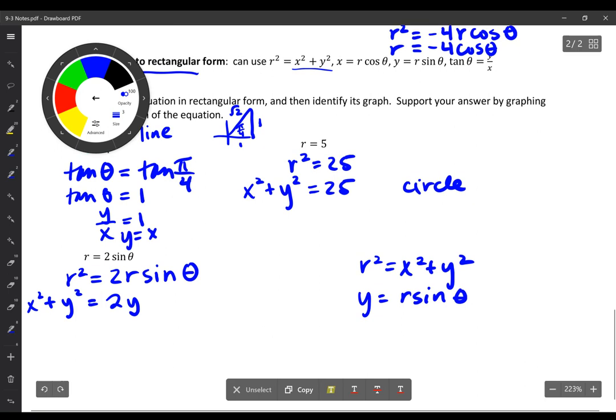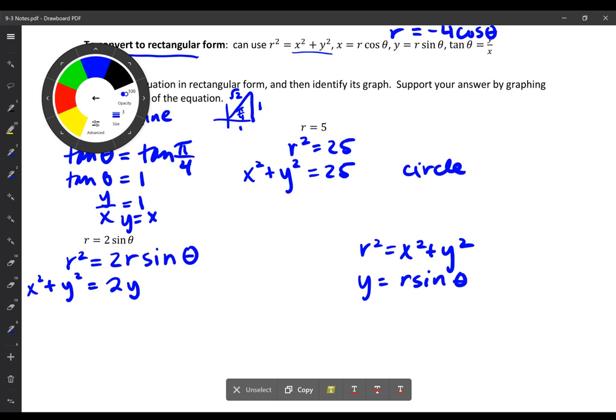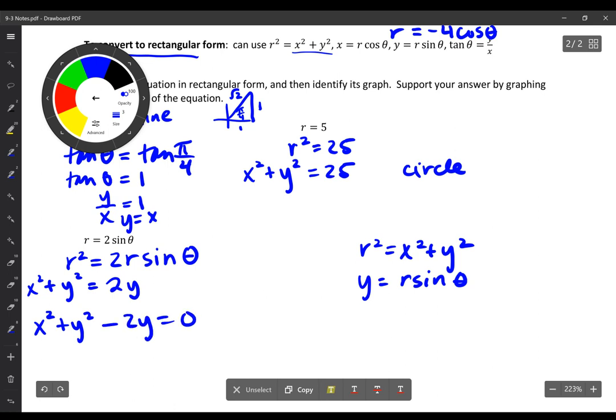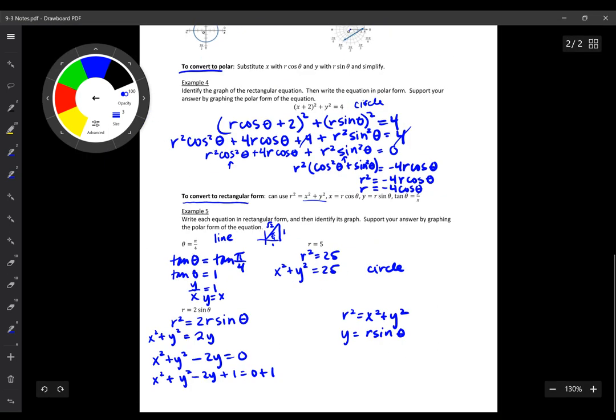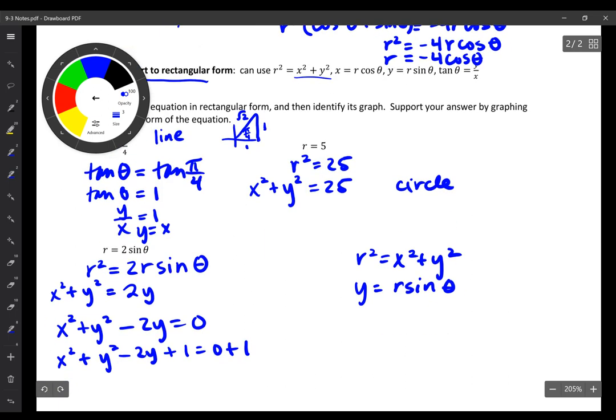And now I'm going to go through and get everything on one side. And then it looks like I have a circle, but I need to complete the square to get that in standard form. So y squared minus 2y plus 1 equals 0 plus 1, because half of 2 is 1, 1 squared is 1. Here we go. So then I'm going to have x squared plus the quantity y minus 1 squared, and then it's going to equal 1. So we had a circle again. And then here we completed the square.